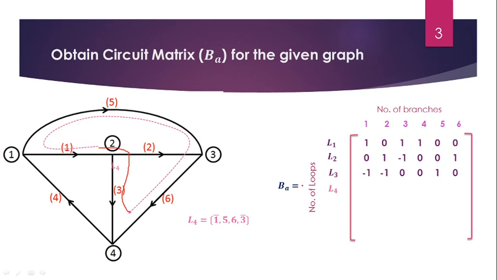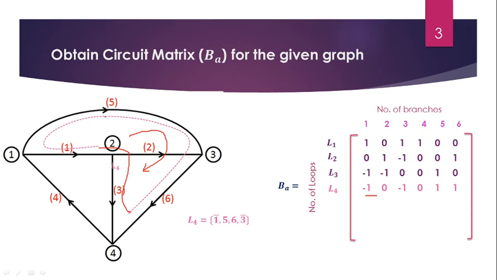So how can we write their element values? Branch 1 is part of this loop. Yes. Does it have the same direction? No, it is in opposite direction, because we have taken the loop direction as this one. Loop direction is an assumption. You can take it either clockwise or anti-clockwise, there is no issue. So it is -1.